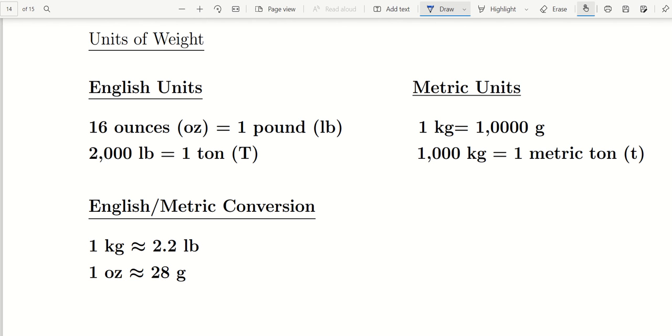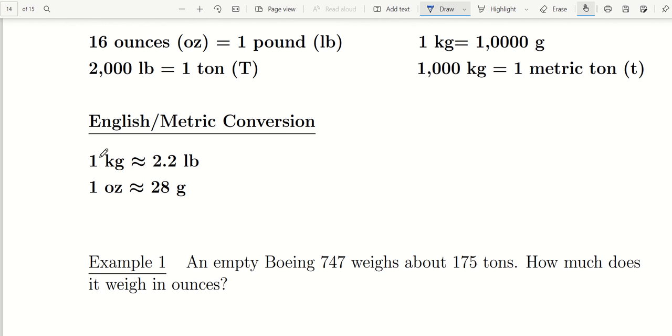If we wanted to convert between the two systems, 1 kilogram is approximately 2.2 pounds, and 1 ounce is approximately 28 grams.